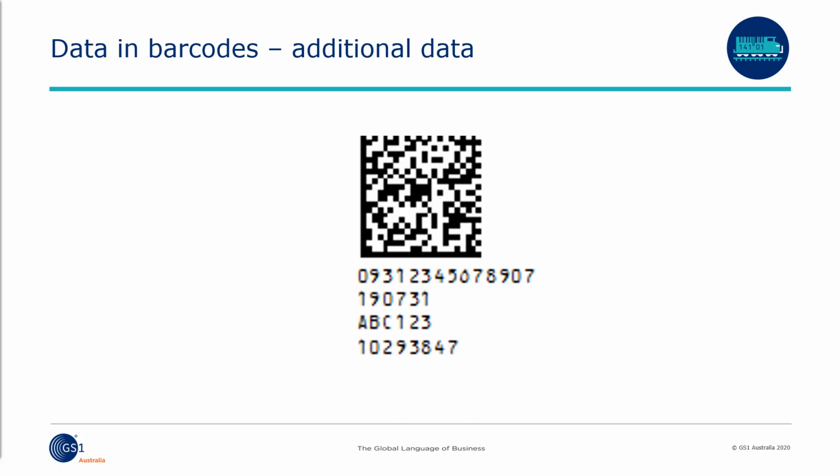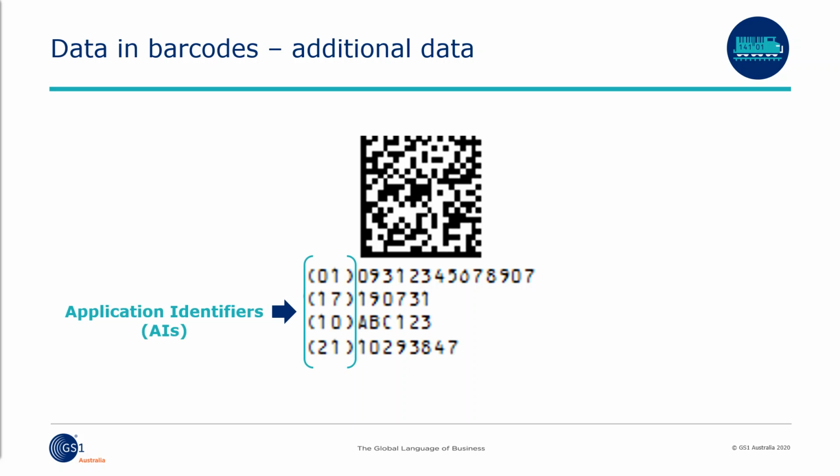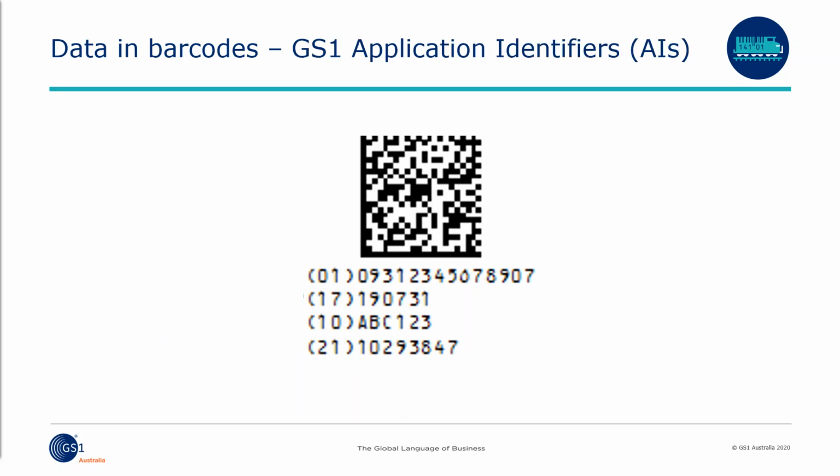Well, a visual indicator is the brackets and digits you will now see appear. These are commonly known as GS1 application identifiers. Just like a phone number's area code can be added to identify which state you're calling from and to, AIs work in a similar way.